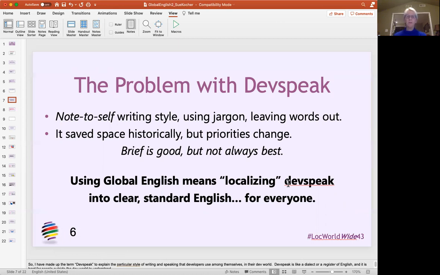But mainly it's often very short, which was good in the past, in the day of punch cards, when memory storage was a lot more expensive than it is now. But brief is not always best. So basically, I'm a translator. I don't actually do translations with the translation division, but I translate devspeak into clear standard English for everyone, for our users and for our colleagues and everybody who has to look at it.